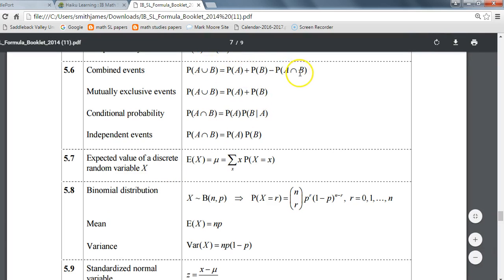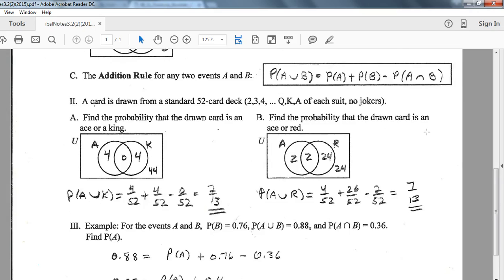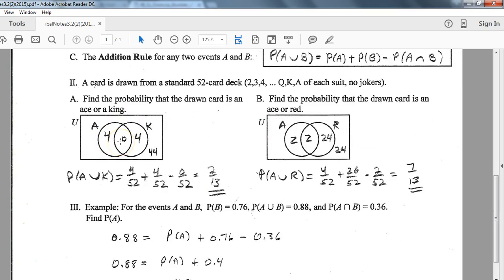So I'm looking at this one right here, because remember, these have something in common. There are numbers that are both prime and odd. There are 2 of those. So if we're going to use this formula, we'd say the probability that it's prime is 3 out of 6. The probability that it's odd is also 3 out of 6. So we're going to add those up, but we're going to subtract out the ones that are both prime and odd at the same time. And there are 2 of those, so minus 2 out of 6. That's what you're seeing going on here with the formula. That's this layout: prime plus odd minus prime and odd.